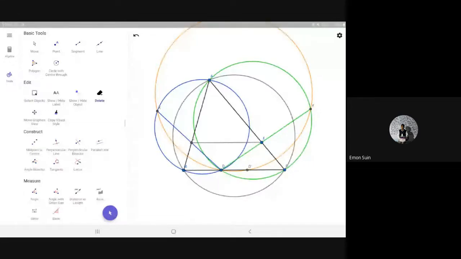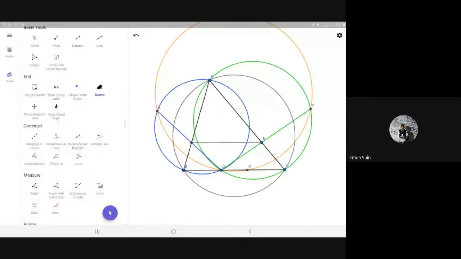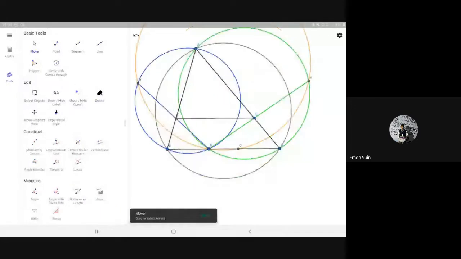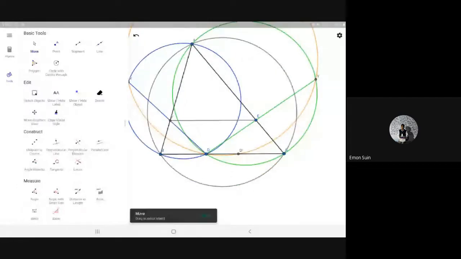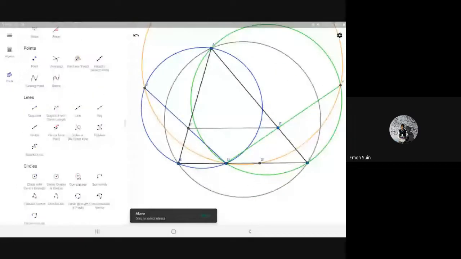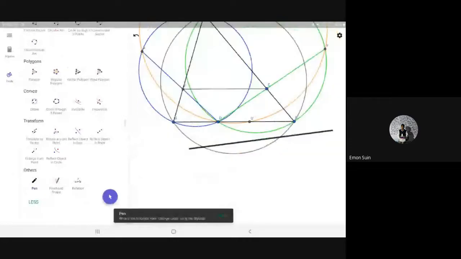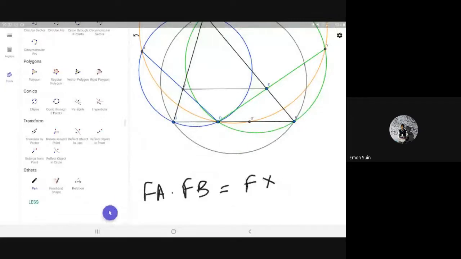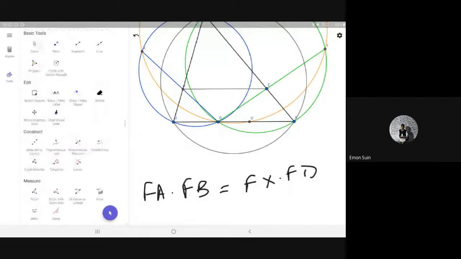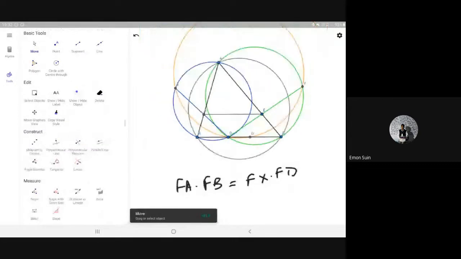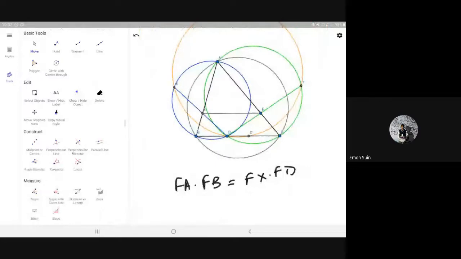Any ideas from anyone else? Okay, one hint is to start by noticing that you basically have a kind of length condition to work with here, because you have something like FA times FB is equal to FX times FY. So what does this statement tell you about F? Try to interpret this as you are writing the power of F with respect to two circles on two sides. What does this statement mean?